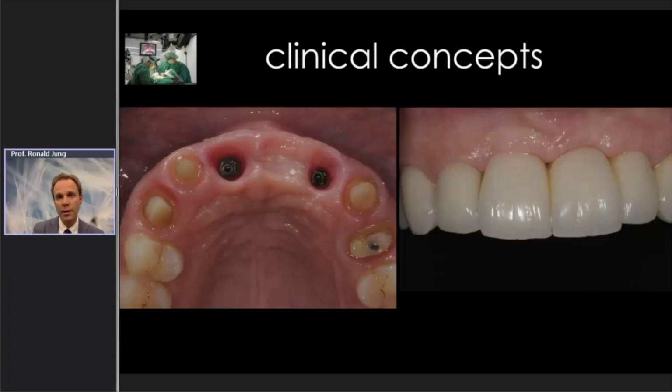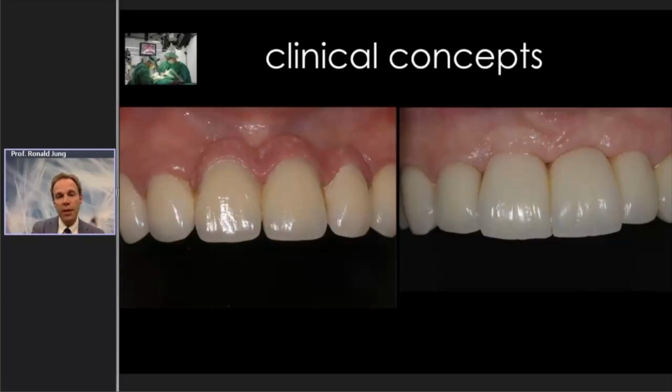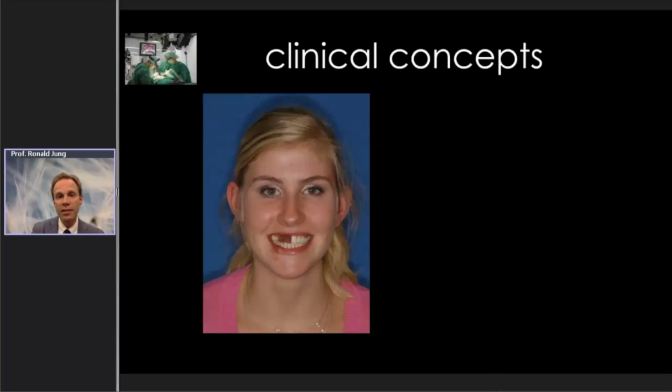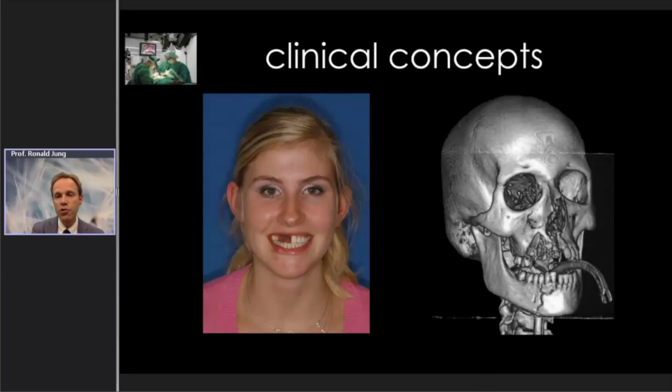And then as a last case, when we really move on even to more challenging hard and soft tissue defects in a horizontal and in a vertical way, I would like to present you this young patient. She had a horse accident where she had multiple fractures of the upper and the lower jaw. Here you can see the huge defect on the right side of the maxilla of this patient. She additionally had an orbital floor fracture and a fracture of the mandible.